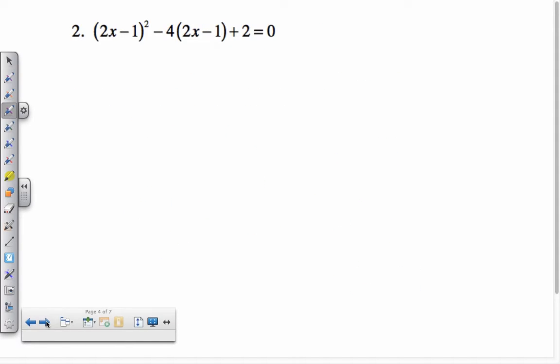Another example, same idea here. It's going to be a substitution problem. It might not come out as nicely as we saw before. If we look at this, we're going to go ahead and let y be 2x minus 1. And so you're going to get y squared minus 4y plus 2 is equal to 0. There are no factors of 2 that add up to be -4, and so you're going to go straight to either completing the square or the quadratic formula here.